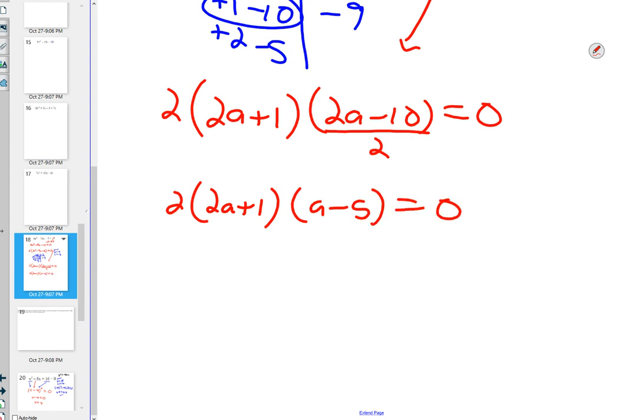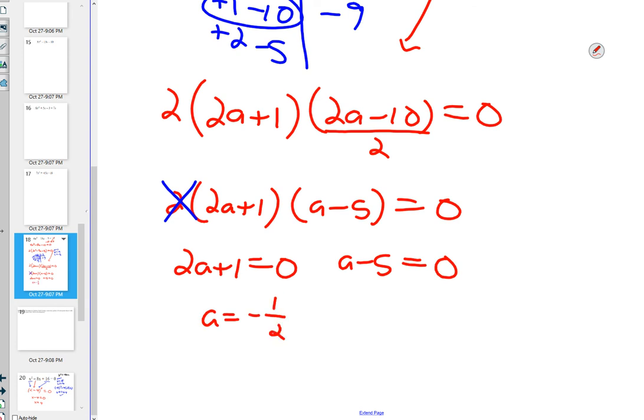When it comes time to set each factor equal to 0, even though this 2 in front is a factor, I can ignore it. It's not going to affect my solution because it doesn't have a variable. So 2a plus 1 can be 0, and a minus 5 can be 0. I'll use my fancy math skills to save us some time. A can be -1/2, and A can be 5.